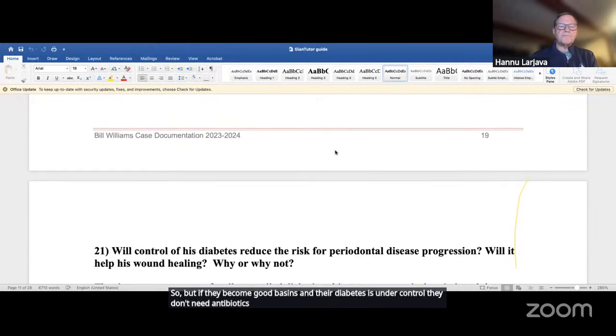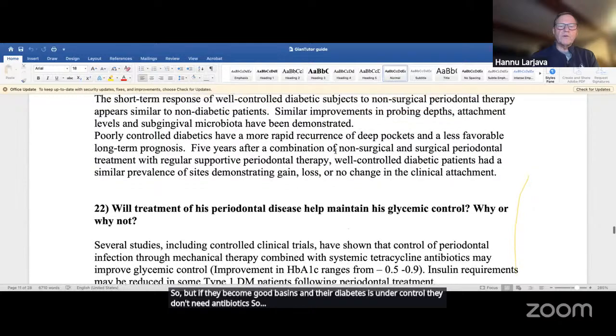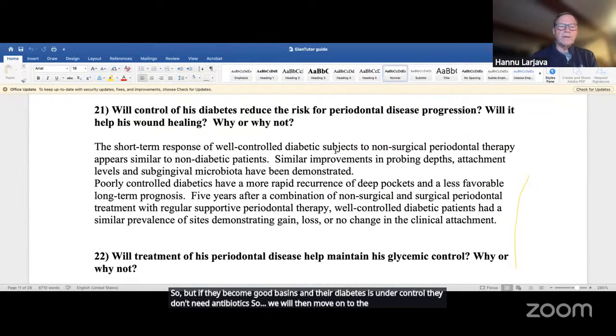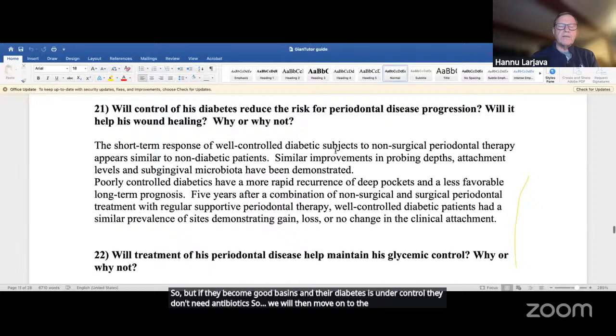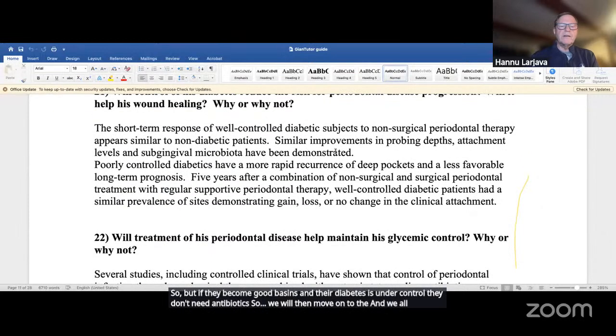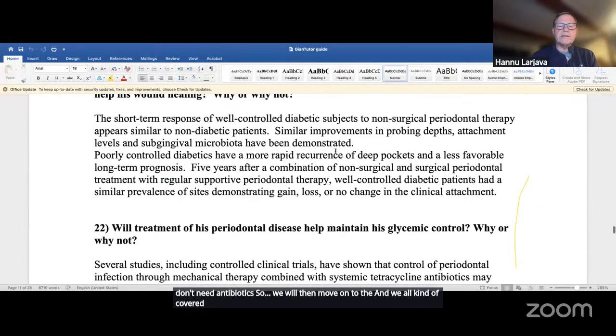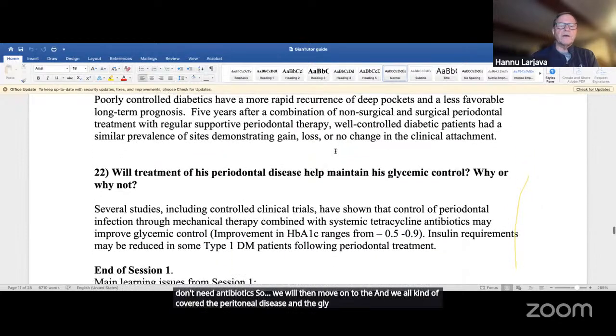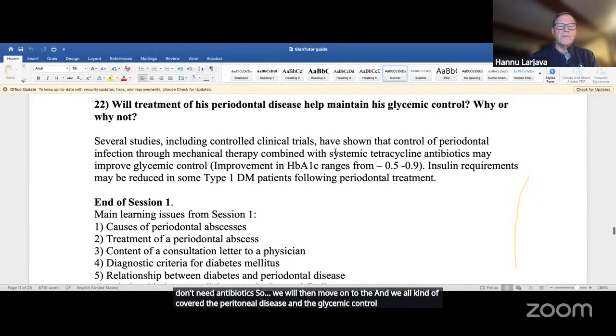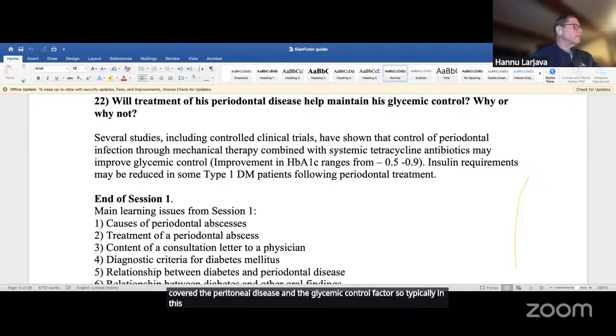So we will then move on to the, and we also kind of cover the periodontal disease and the glycemic control factors. So typically in this first part, and let's see where we are.